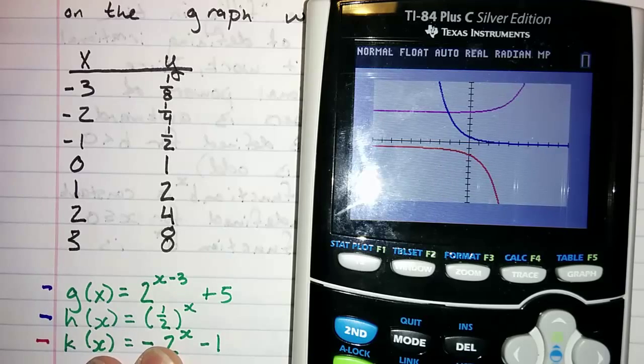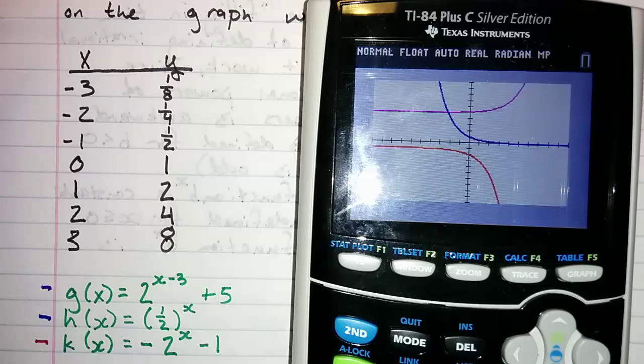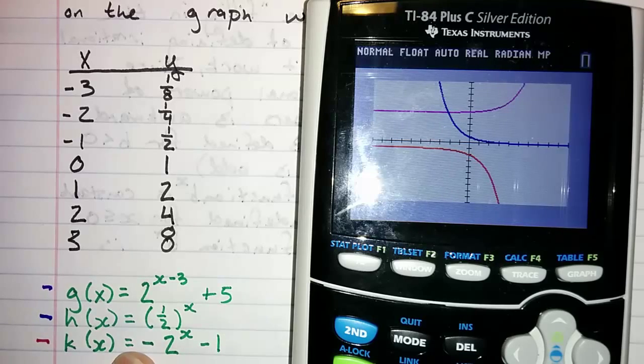For the 1/2, yeah, multiplying by 1/2 is going to give me very, very small numbers. It's negative powers of 1/2 that are going to give me big numbers. Obviously, this negative sign is responsible for the third graph being flipped upside down. And then the -1 is responsible for the downward shift.